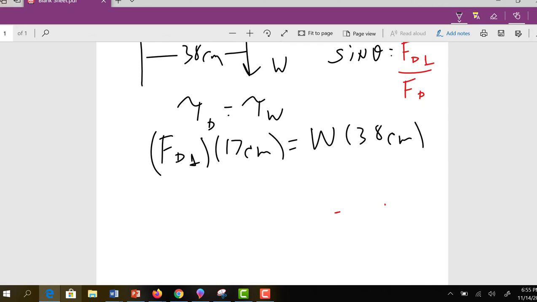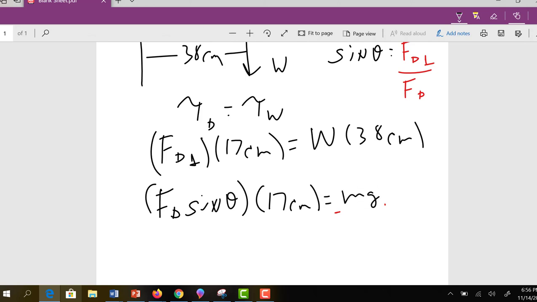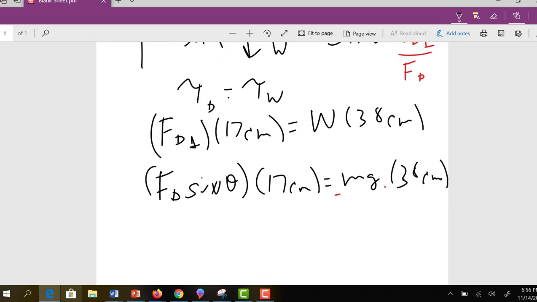Okay, so force deltoid perpendicular is actually equal to force deltoid sine of theta. That's why I did that little part with the triangle there, because force deltoid perpendicular is force deltoid times the sine of theta. And then I have 17 centimeters. This would be mg times 38 centimeters. And then the only thing that you don't know is force deltoid. So let me do one more step of algebra here.